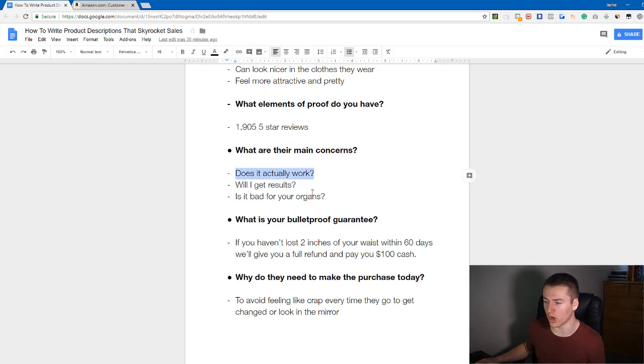Does it actually work? Will I get results? And is it bad for your organs? Because it's quite unhealthy, from what I know of corsets. I don't wear a corset, but it's actually quite unhealthy from what I've seen. So we want to use this in our copy because we want to address these concerns.